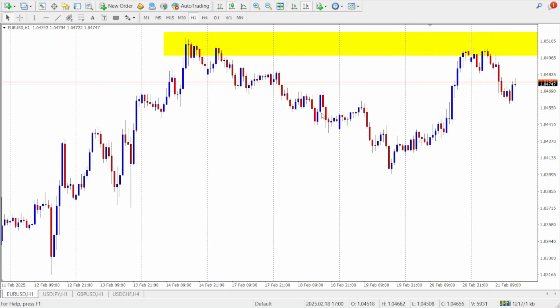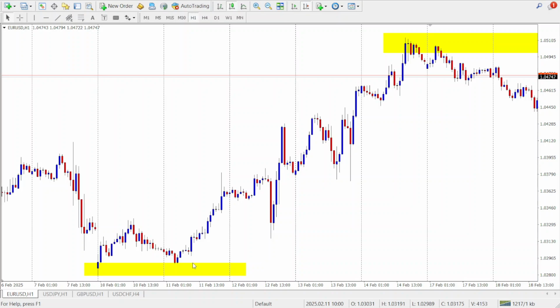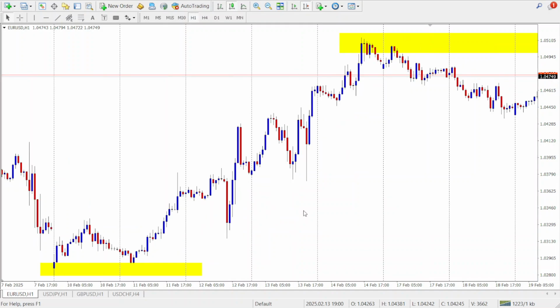Then we have the demand zone. A demand zone is an area where we have buying pressure. It's where buy orders are stacked, causing price to bounce upward when it reaches that level. So these zones are not the same as traditional support and resistance. What is the difference? Supply and demand zones are formed by institutional traders who move the markets with large orders, while support and resistance levels are often just psychological areas where retail traders react.